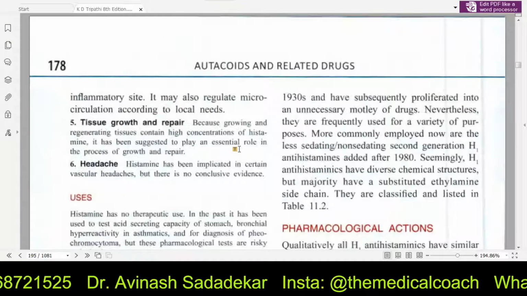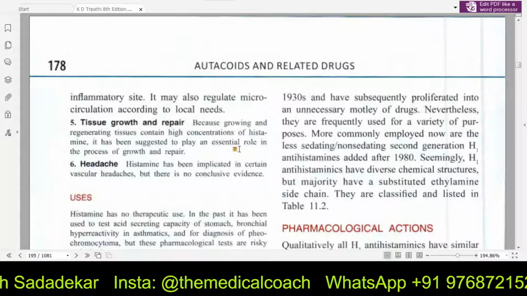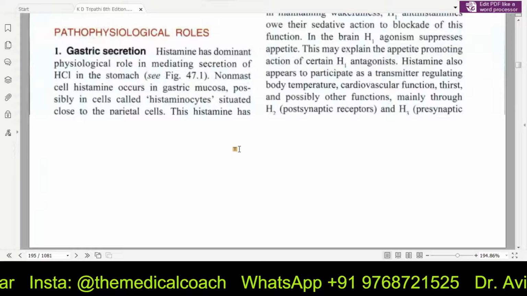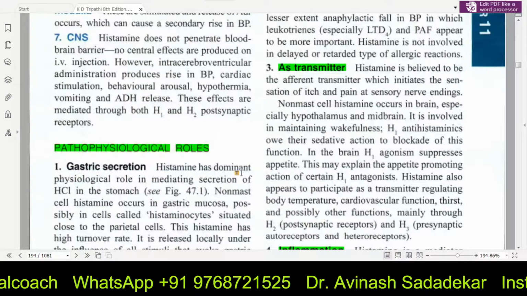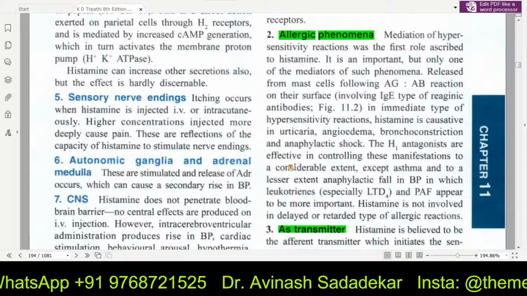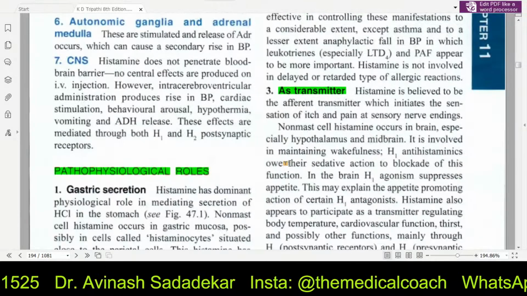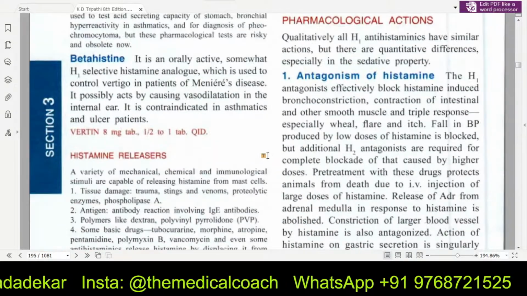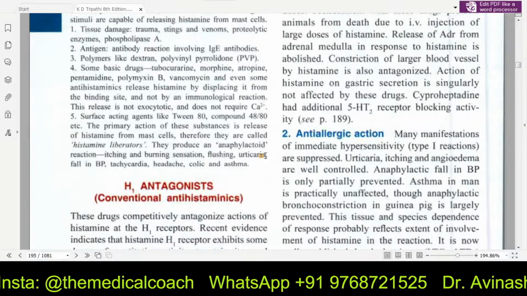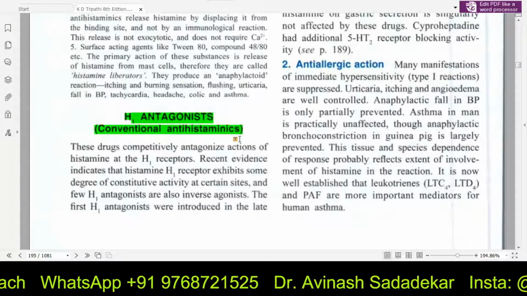Now you already know this from other areas of your subjects, like in pathology you have already studied the role of histamine in inflammation, gastric secretion in GIT, pharmacology we have already done, and allergic phenomena again from pathology, you know it. So you know these things, you just have a look at it and be done with it. Simple. Which brings us to the conventional antihistaminics.